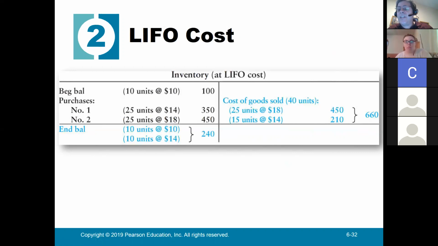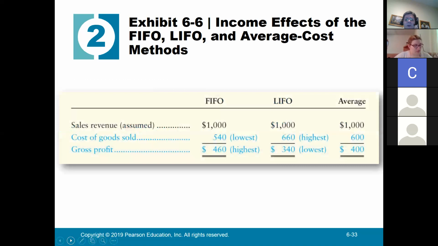Notice that we get a different number for cost of goods sold and a different number for ending inventory. Our ending inventory is not just one cost. It's these originals. Notice we're still making the assumption we have these units, and we have 10 more at $14. That's our three assumptions.